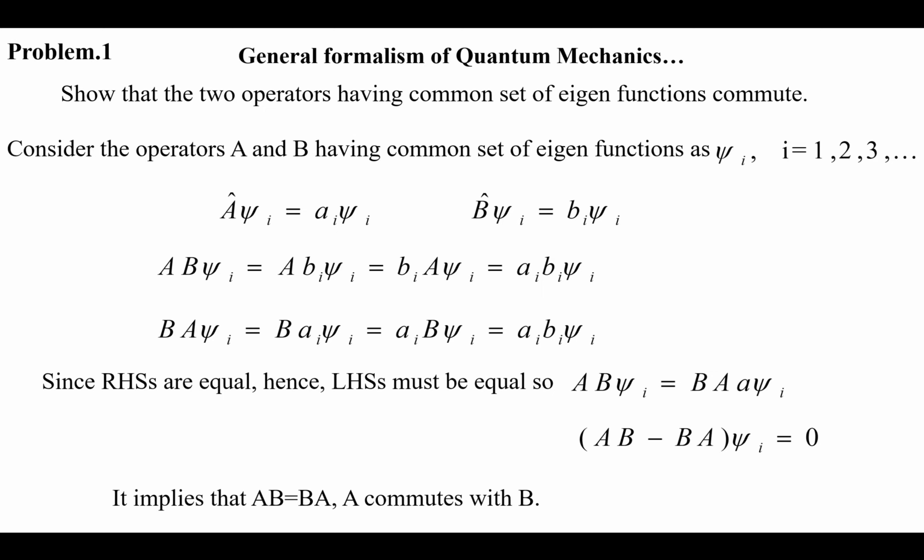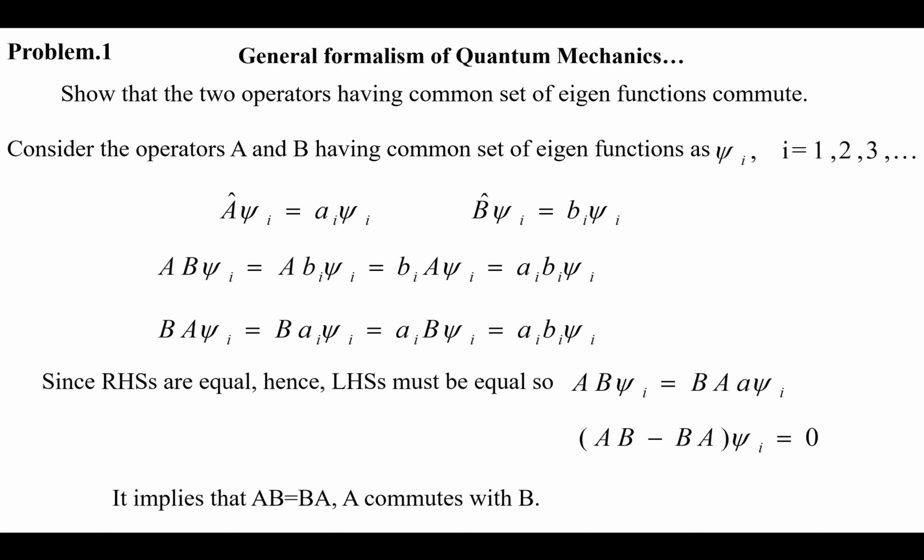So in this class we'll try to solve some more problems, and this is the continuation of the general formalism of quantum mechanics which we have seen earlier. Problem number 1: show that two operators having a common set of eigenfunctions commute. In this problem, two operators A and B are given, and they have common eigenfunctions, and we are going to find out whether these two operators commute or not.